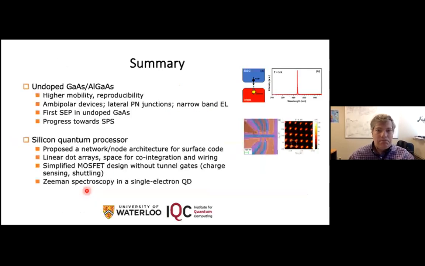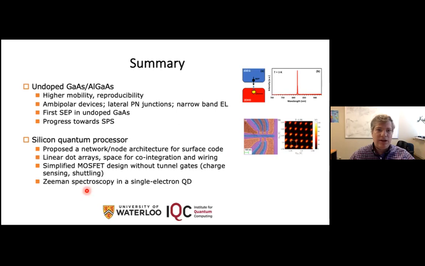Okay, so that's all I had to say really. And so to summarize, we showed that in undoped gallium arsenide structures, we can get higher mobility, better reproducibility. We can make ambipolar devices. We can make lateral PN junctions that emit light, very narrow band electroluminescence. We actually made the first single electron pump in undoped gallium arsenide. Lots of them have been made in other systems, but this is the first one in undoped gallium arsenide. And we made progress towards a single photon source.